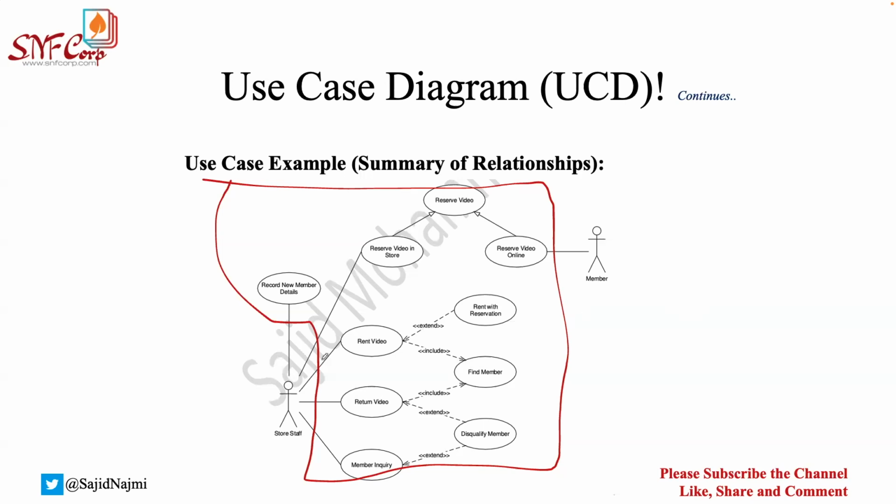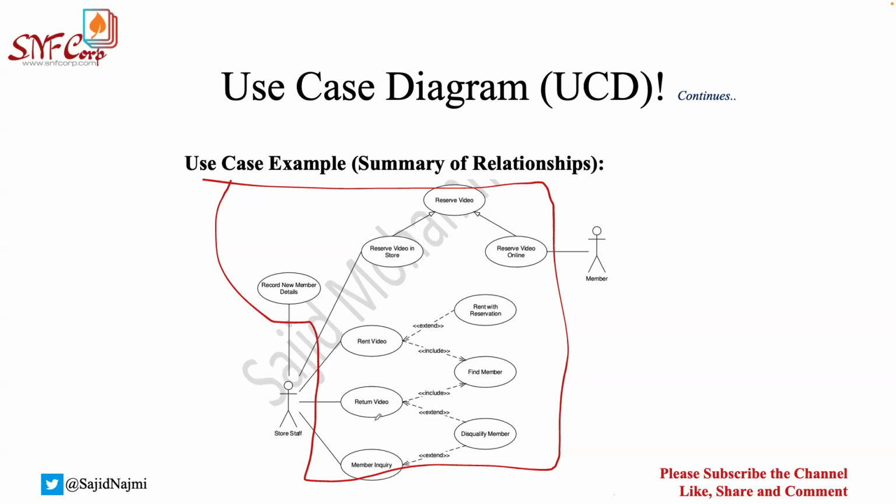But anyways, the other use case we have seen is that the store staff can rent a video, and while renting a video, there are two relationships I see. One is extend with this rent with reservation use case, and then include with find member. What does it mean? It means in order for the store staff to rent a video, he or she must find the member, because this is the included relationship. And once the member is found, he's renting a video. If he wants, he can use any internal reservations or any external reservations. It's optional, but this is mandatory. He has to find the member.